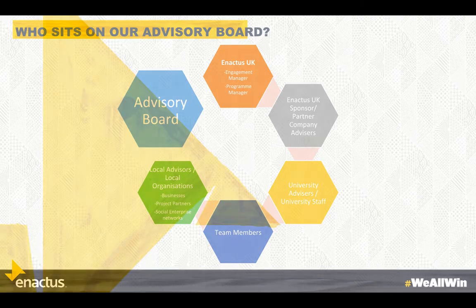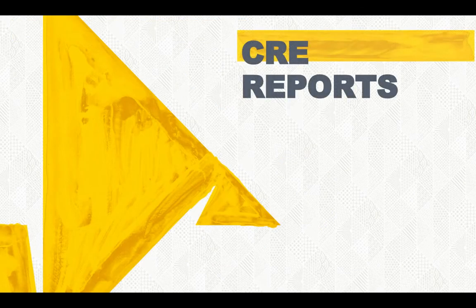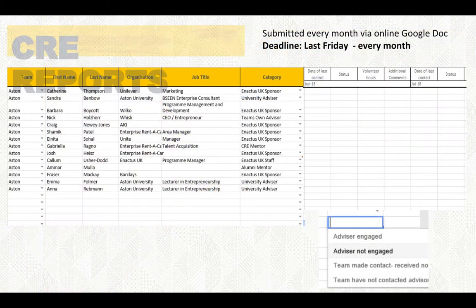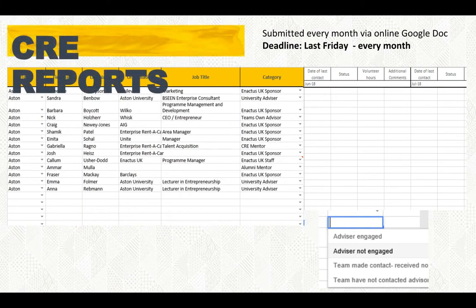Now moving on to the delight that are CRE reports. The CRE monthly reports are to be submitted every month via the online Google document. They are due every last Friday of every month. So this month, that's the 31st of August. They update automatically, so provided that you filled them out, you shouldn't have to do anything else.